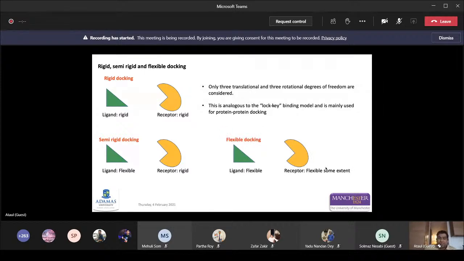And finally, flexible docking, in which both the receptor and the ligand are flexible.